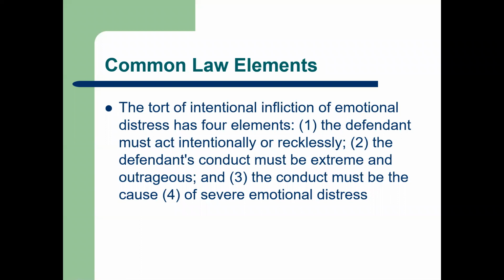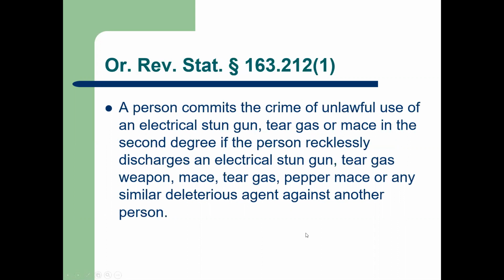So one example would be IIED, or intentional infliction of emotional distress. Now we know that the tort of intentional infliction of emotional distress has four elements, so you will learn about that later in tort class. The defendant must, one, act intentionally or recklessly. Two, the conduct must be extreme and outrageous. Three, the conduct must be the cause, so there's a causation requirement. And four, of severe emotional distress. So breaking it down in this way is a good reminder that I have to have all of these components.